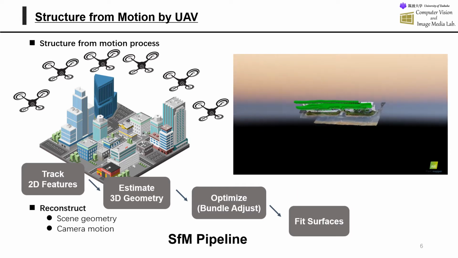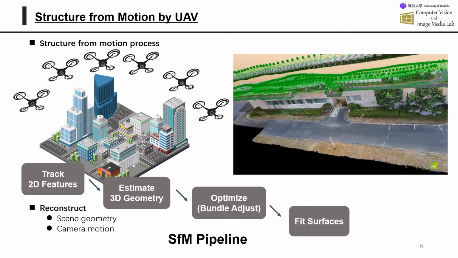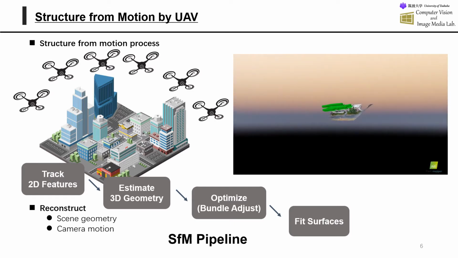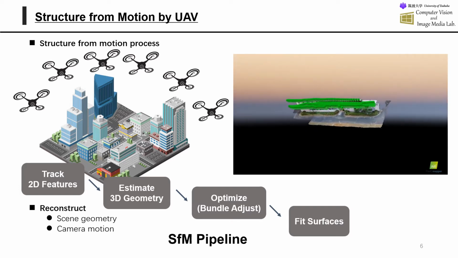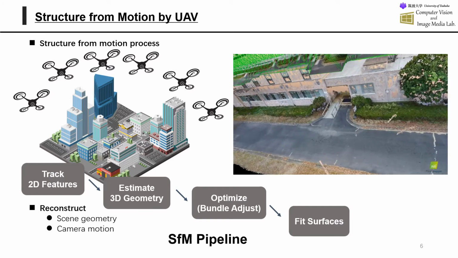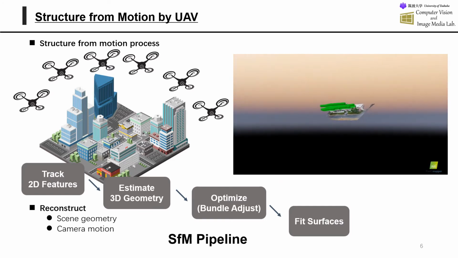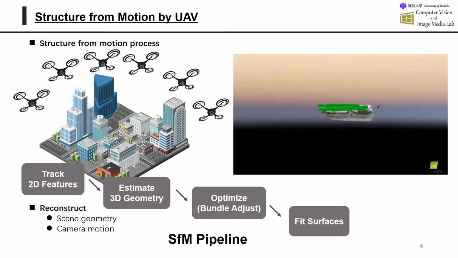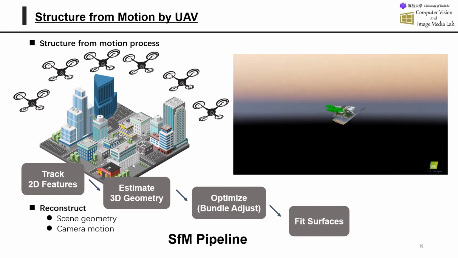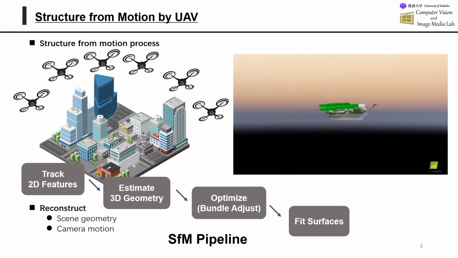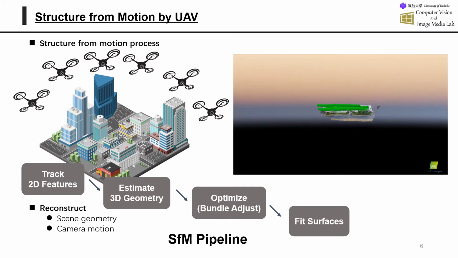This is the 3D reconstruction method. It has 4 main steps. We use the UAV to take enough aerial images and then track 2D features to estimate 3D geometry information. Then, bundle adjustment is applied to optimize the reconstruction model. Finally, we fit the surface to finish the 3D reconstruction. The function of the SFM is to output the 3D scene geometry and camera motion at the same time. And this video shows the reconstruction model in our experiment.